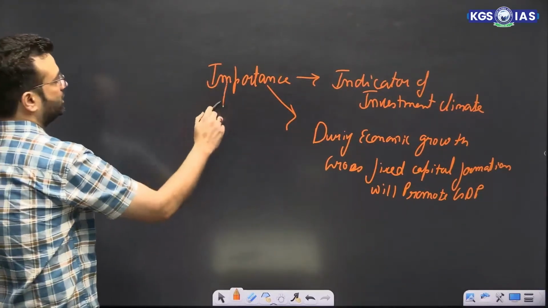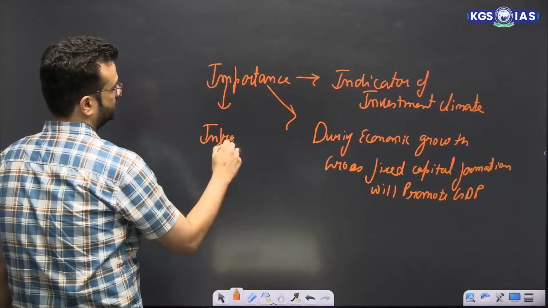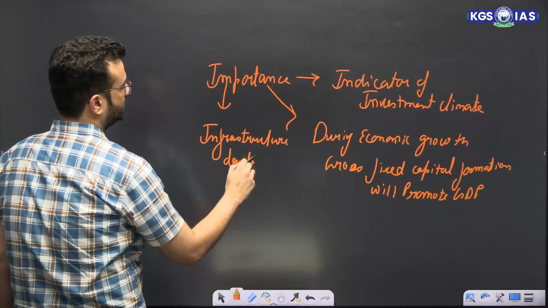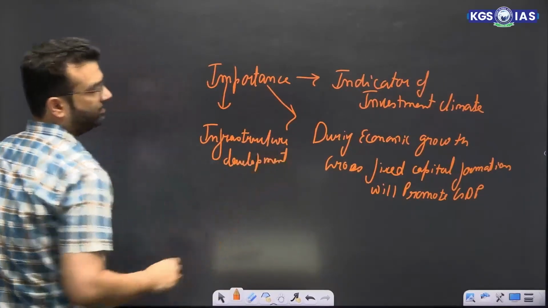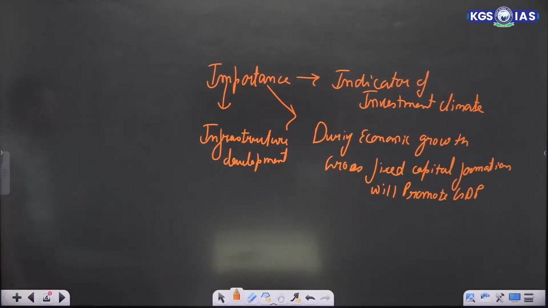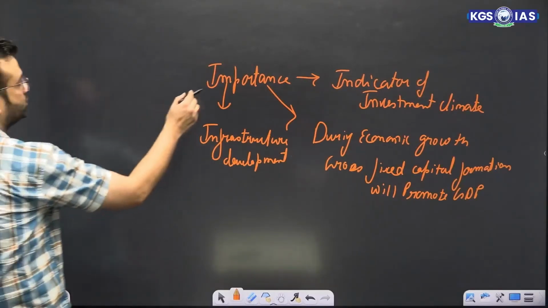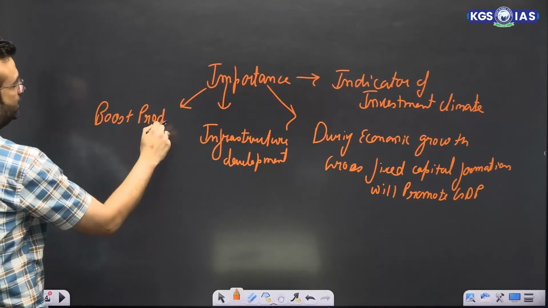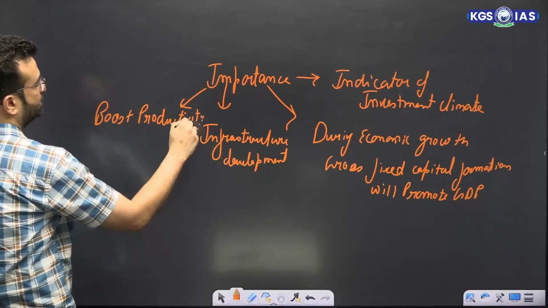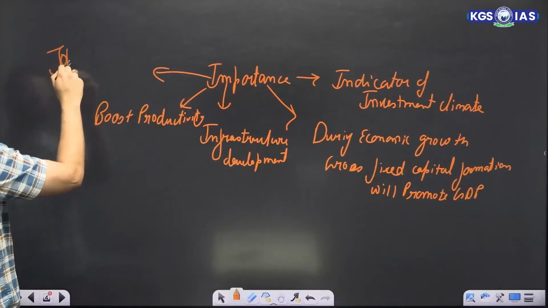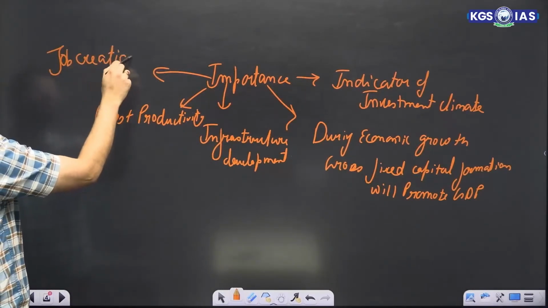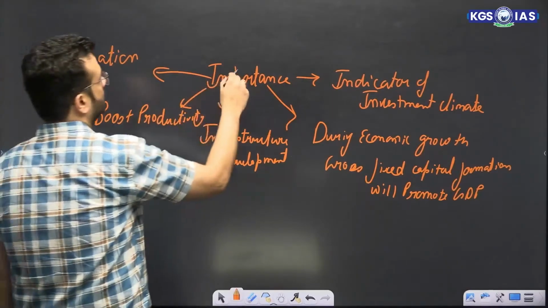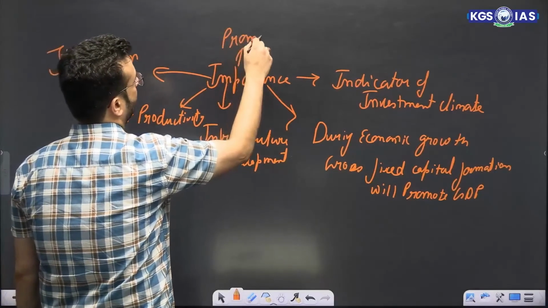Third, infrastructure development. All the infrastructure development in the economy can be done with it. It boosts productivity. It enhances productivity. Productivity को boost करता है. It also leads to job creation. Job creation will get boosted. And last is promote private investment.